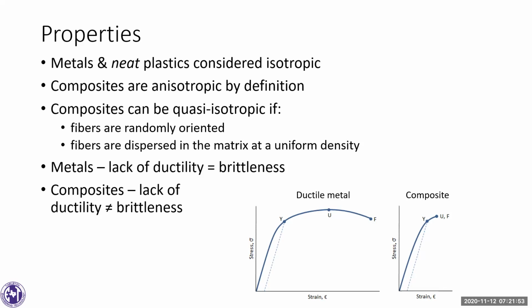The other difference between composites and unreinforced materials is ductility and brittleness. In metals, and in plastics for that matter, a lack of ductility means the material is brittle. This is not the case in composites. Most composite materials are not ductile, but they do not experience brittle fracture as a result of fast-moving cracking.